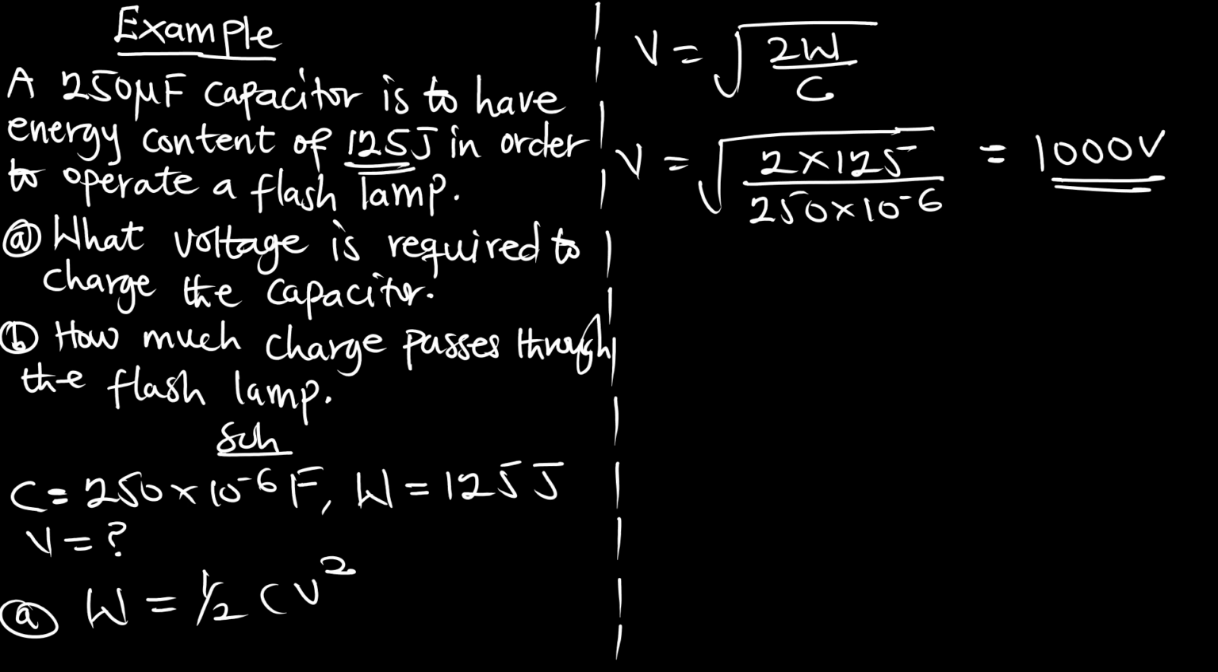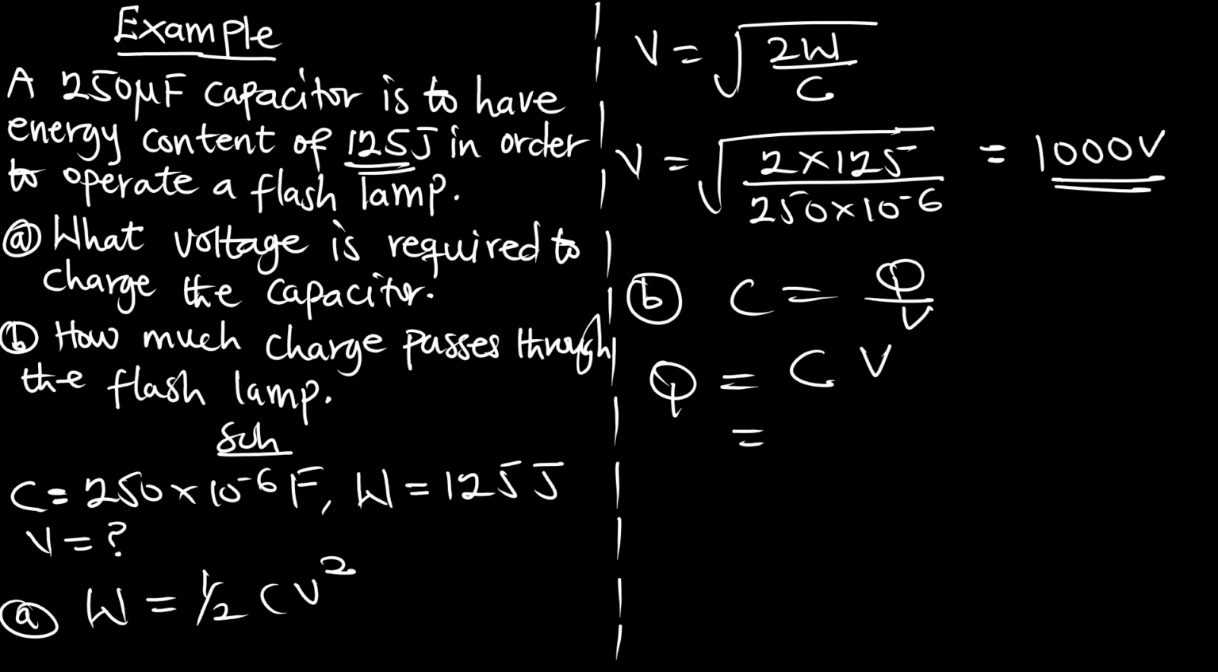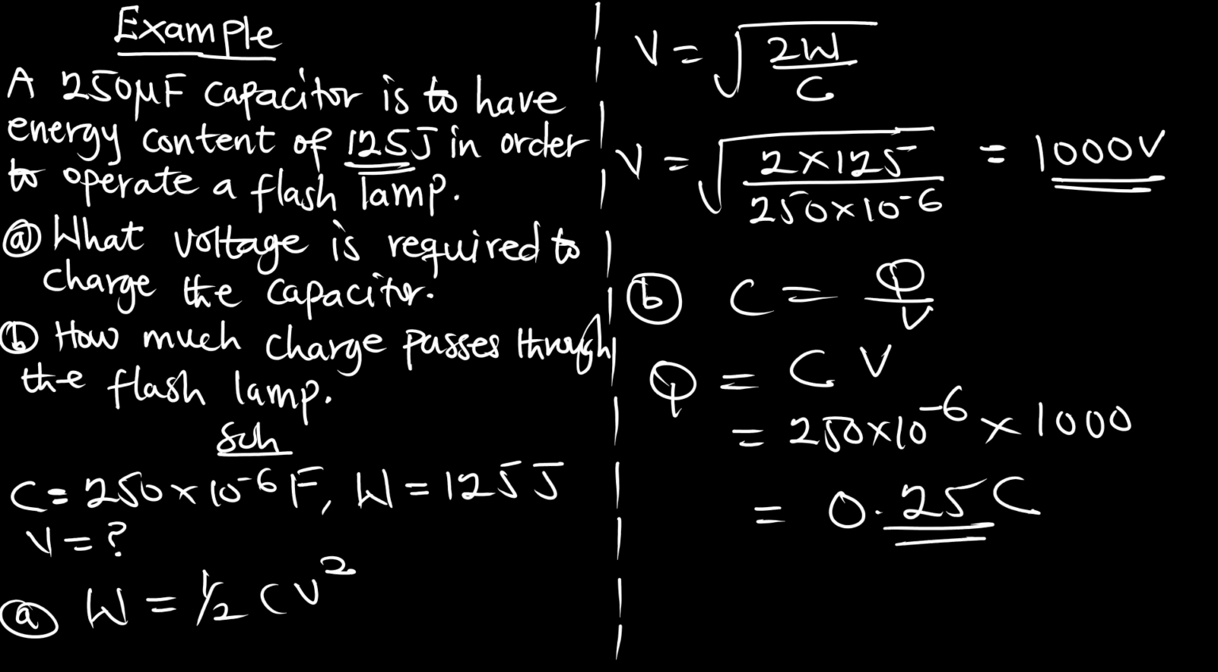125 joules. Now the B part: how much charge passes through the flash lamp? So we are interested in the charge, and from the equation C equals Q over V, we can calculate the charge, which is Q equals CV. We know the total capacitance, which is 250 times 10 to the power negative 6, and the required voltage, which is 1000 volts. So this is going to give us a charge of 0.25 coulomb. Are we okay? So this flash lamp requires a charge of 0.25 coulomb to operate.